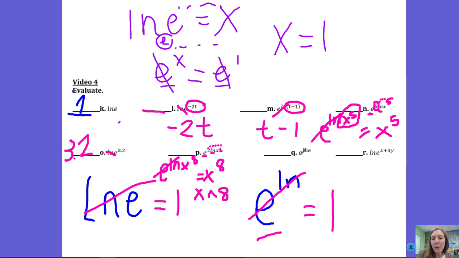For part Q here, e and ln are right next to each other. They're going to cancel out. Whatever's left over sticks around, so e will be the answer here. Last one, e, ln right next to each other, they cancel out. The whole expression that's left over is your answer, so x plus 4y.